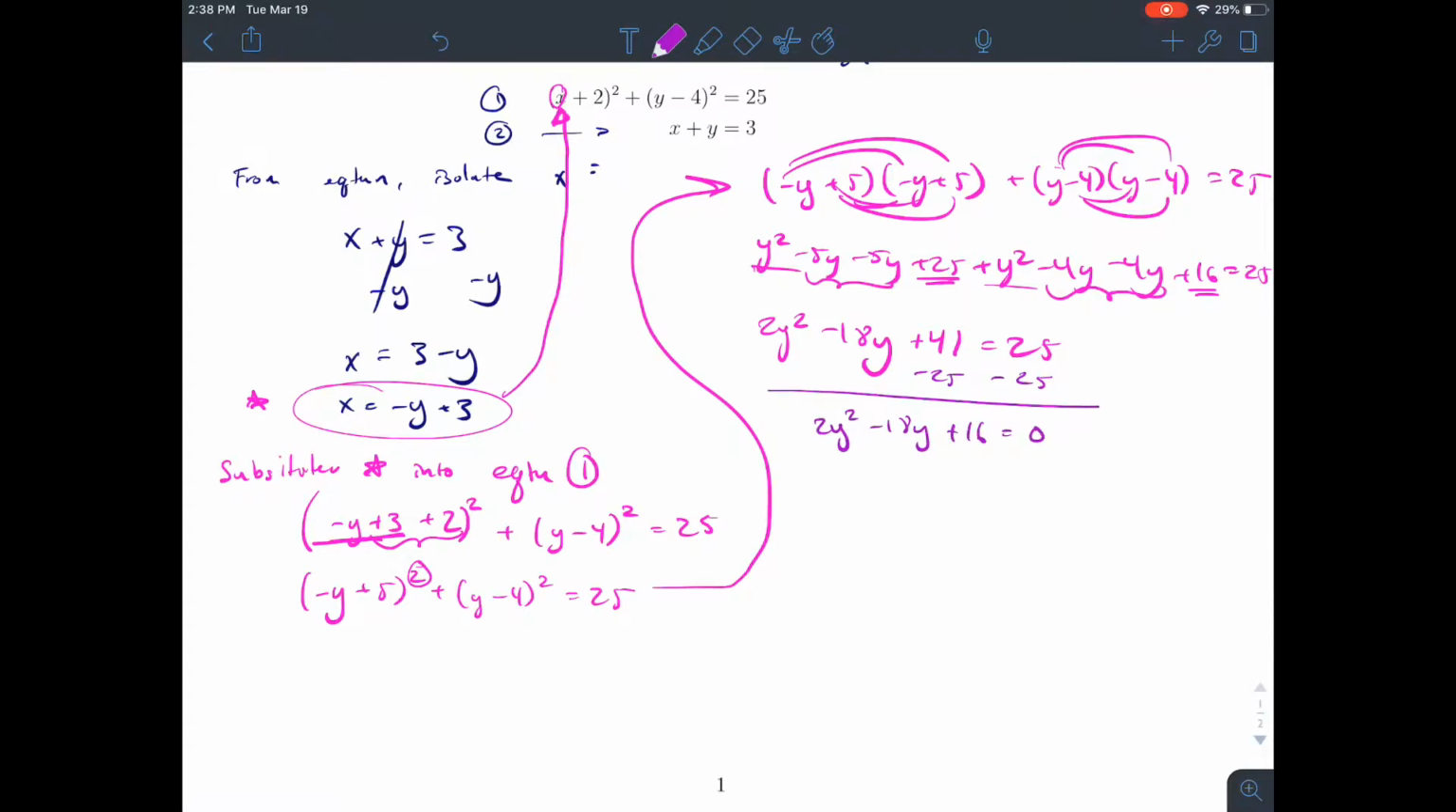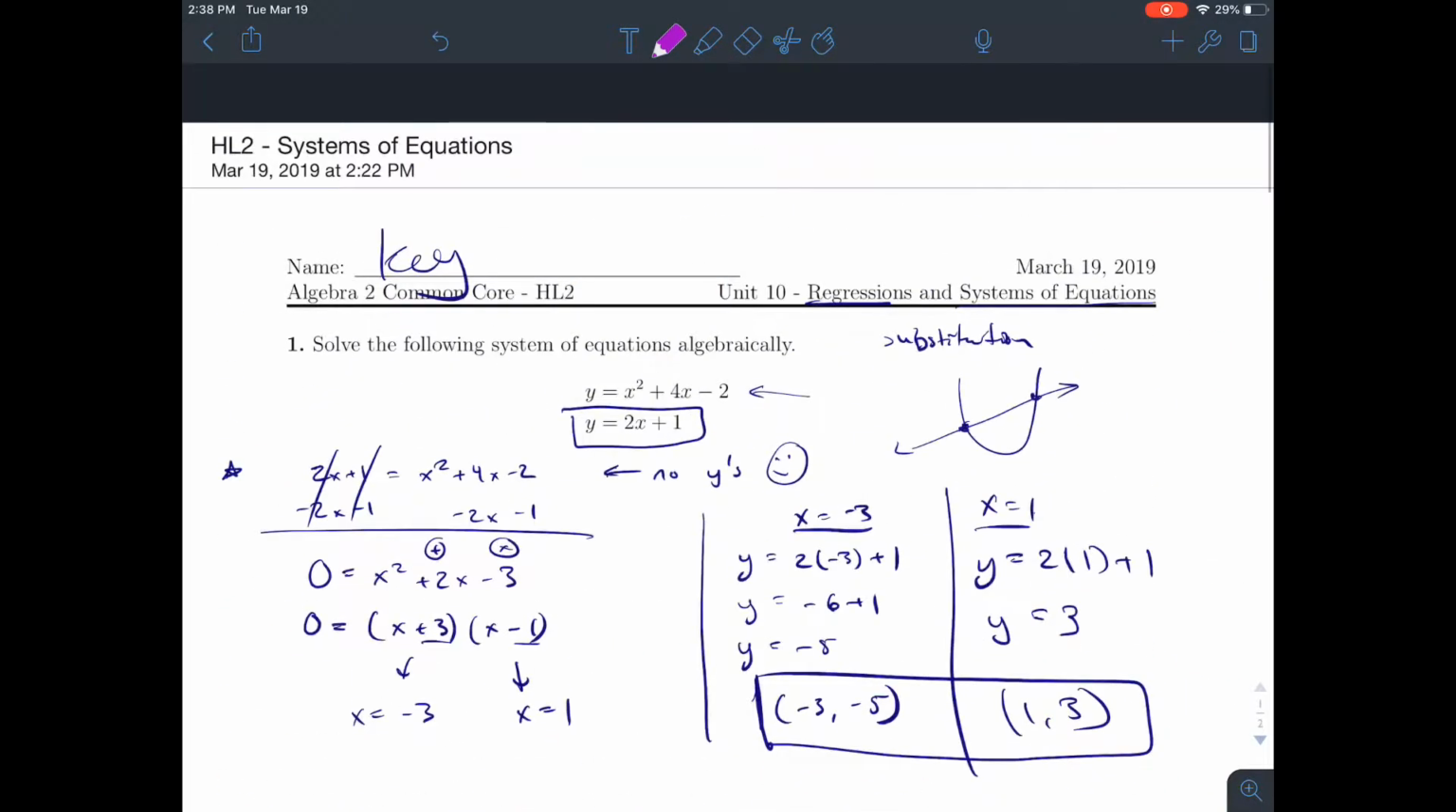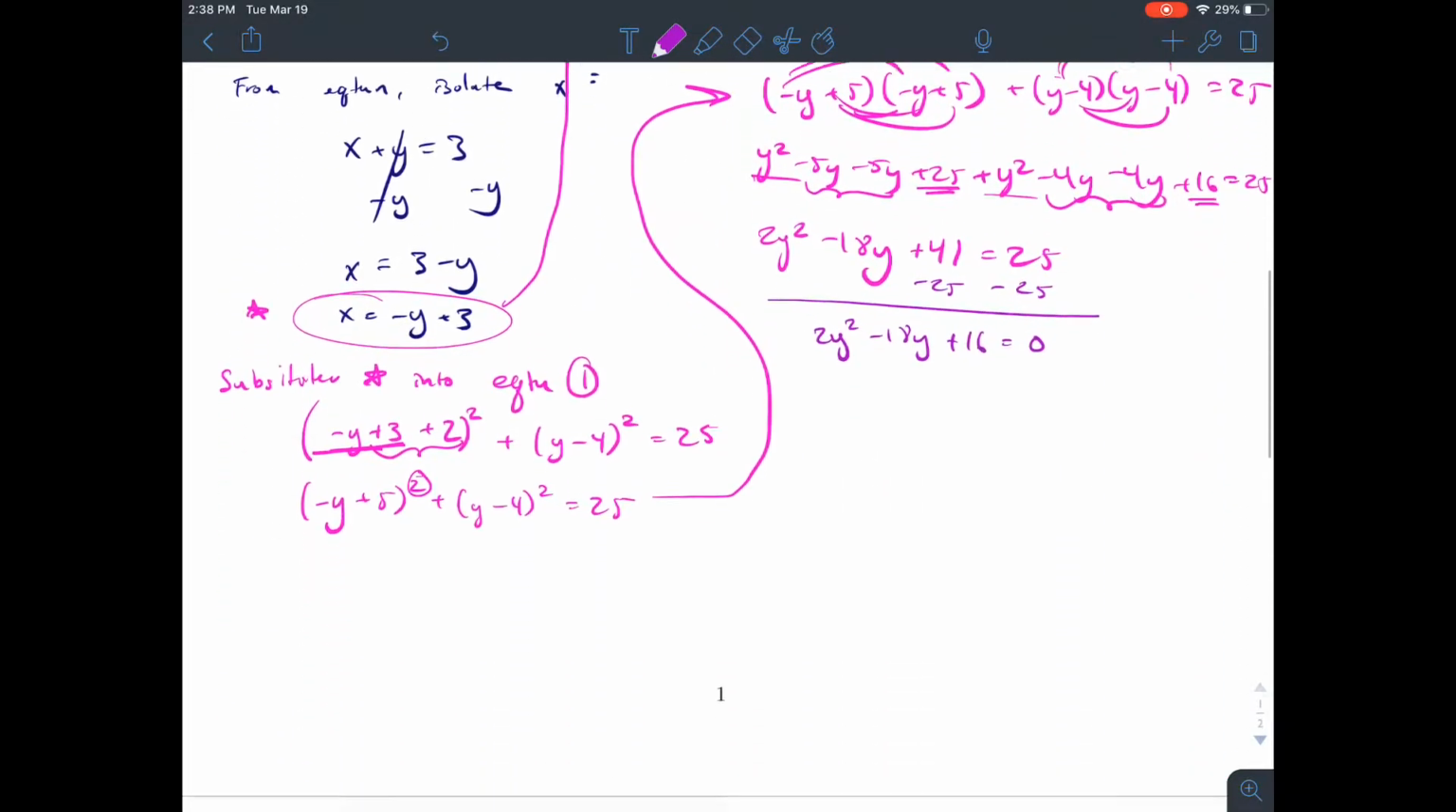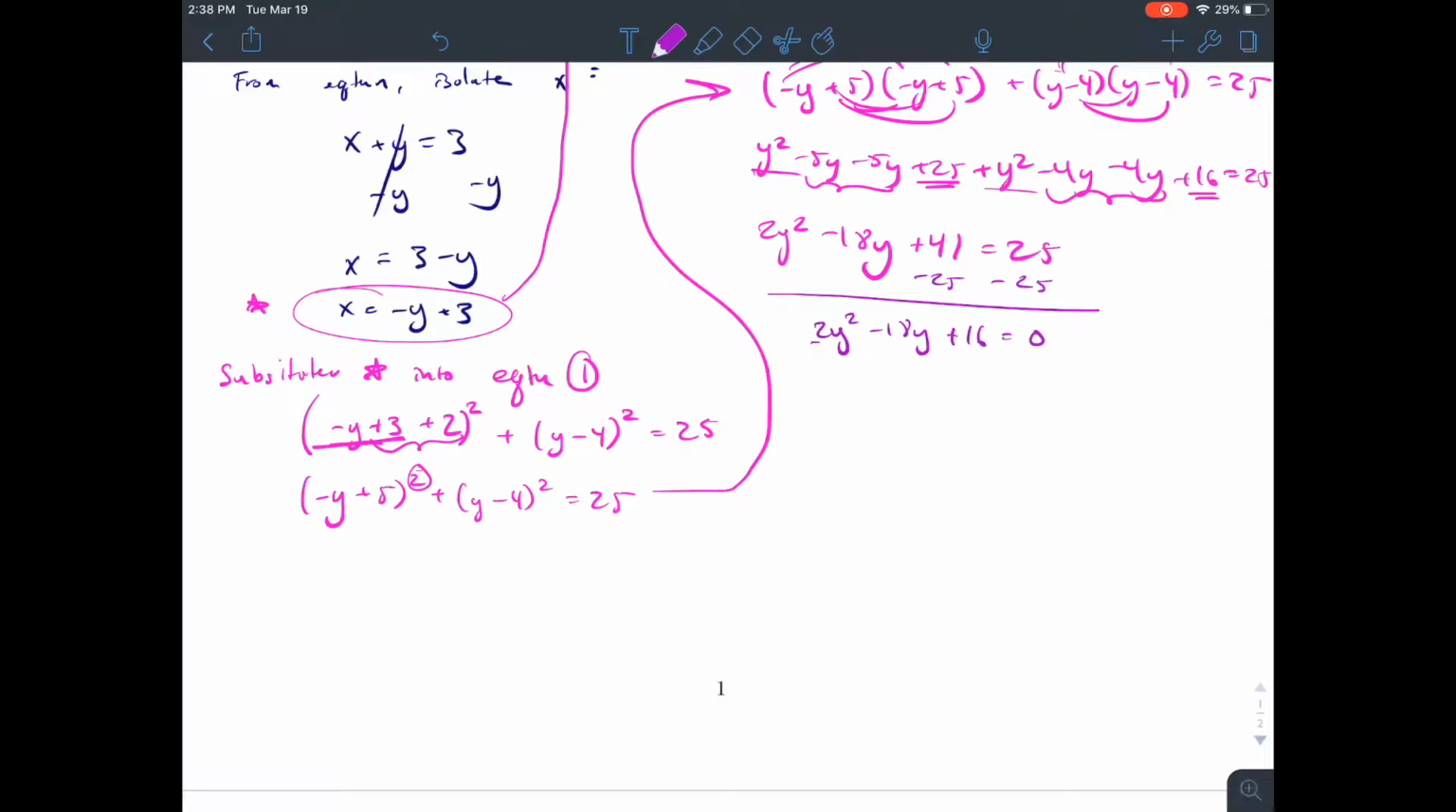And we'd want to use the same technique we used to factor this problem, sum and product. But with the 2 here, we can't do that. But we are really lucky. All three of these terms, 2, negative 18, and 16, are even. So we'll divide by 2 on both sides.